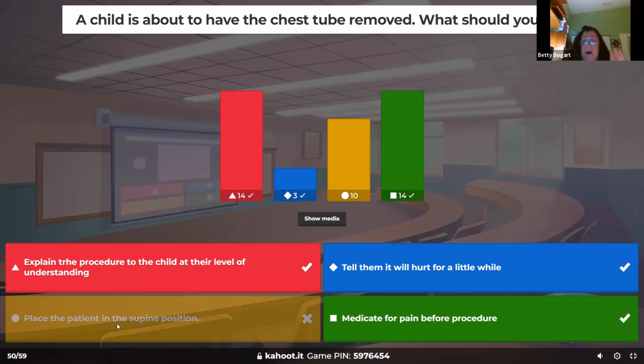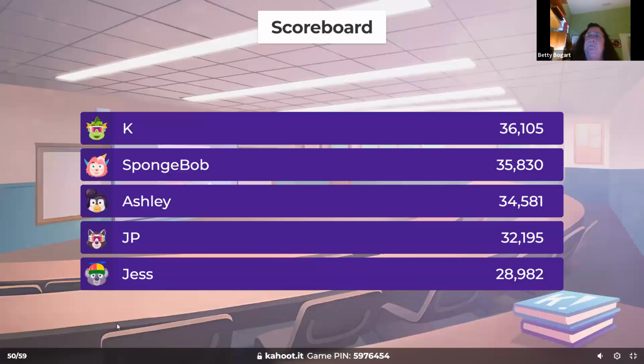When you have them sitting up, their lungs are expanded, we pull it out, and it doesn't hurt as bad. And of course, you're going to be monitoring their vital signs before and after because we've given some pain medicine. And the kids do okay when you tell them what's going on. You might hold their hand for them.